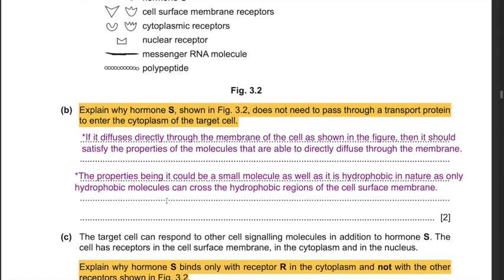Since the question asks why hormone S passes directly through a membrane without the use of a transport protein, you should mention it is a small molecule as well as hydrophobic in nature, because only hydrophobic molecules can cross the hydrophobic regions of the cell surface membrane. And hydrophobic means water hating. Remember that carefully. Writing these 2 points will earn you 2 marks.